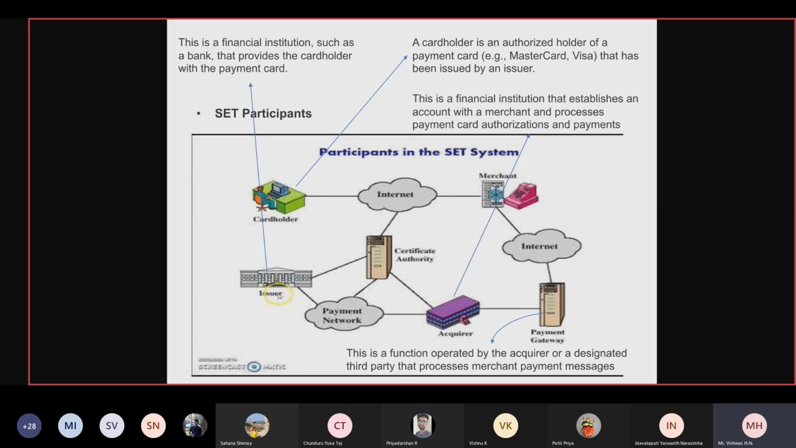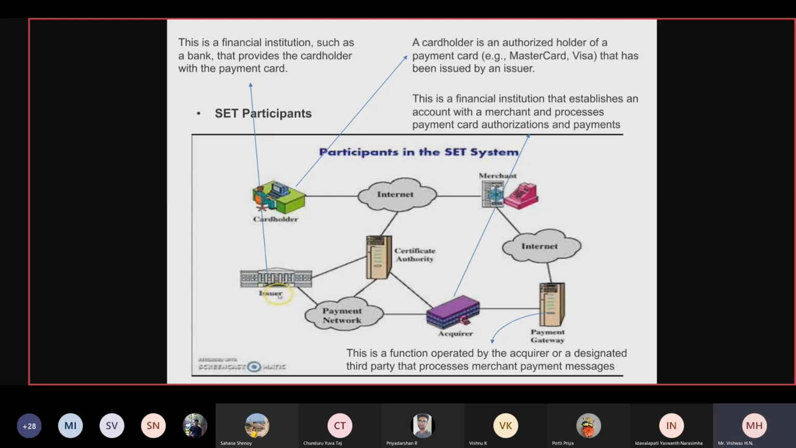Generally we get cards from Visa or MasterCard. So all those are issuers. Is that clear, students? Issuer is again basically a bank or a financial institution that provides the cardholder with a payment card. Then who is the cardholder? A cardholder is an authorized holder of a payment card. It can be a Visa card or MasterCard that has been issued by an issuer. Is that clear? Issuer is issuing a card to the cardholder.